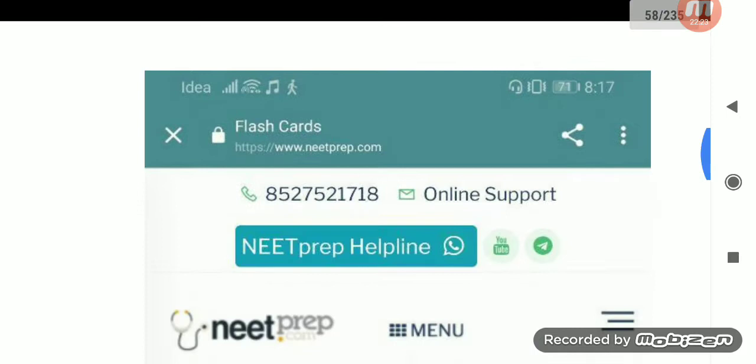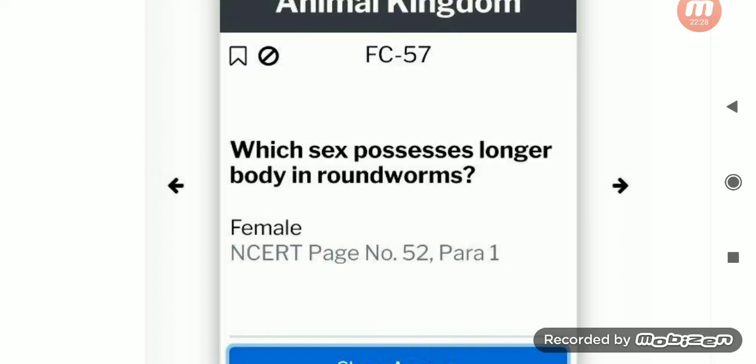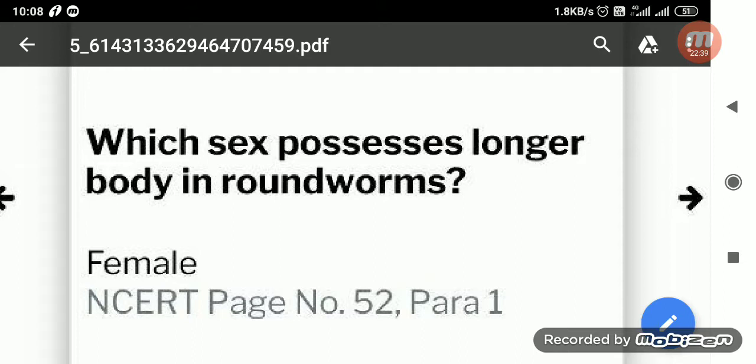Which possesses a longer body in roundworms? Females.